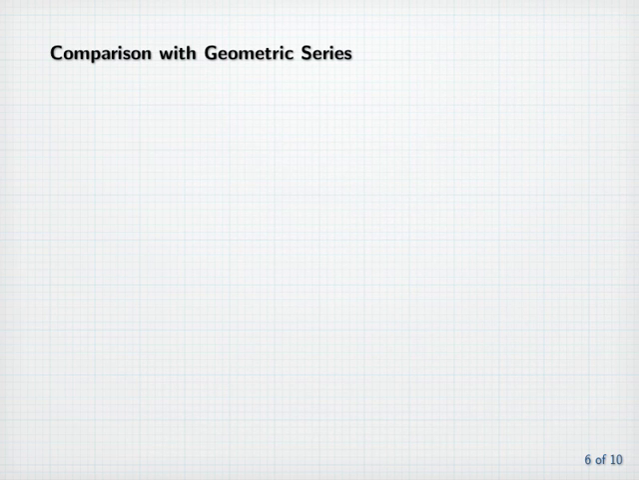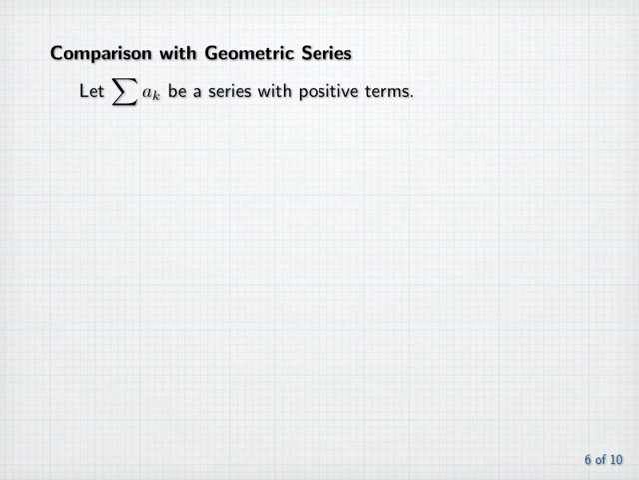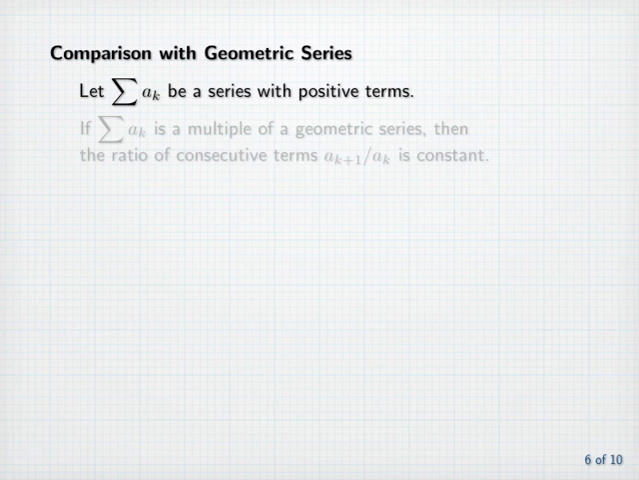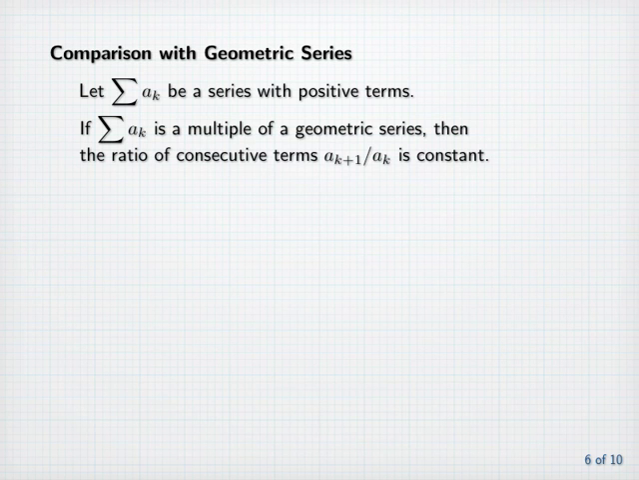Comparison with geometric series. Let the sum of a sub k be a series with positive terms. If the sum of a sub k is a multiple of a geometric series, then the ratio of consecutive terms, a sub k plus 1 divided by a sub k, is constant. That's because x to the k plus 1 divided by x to the k simply equals x.